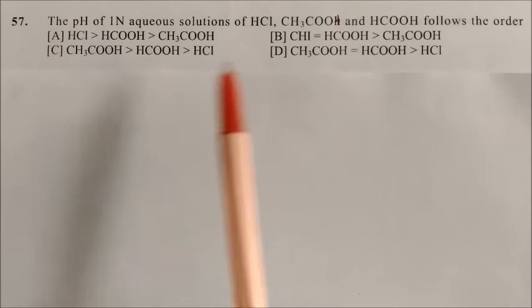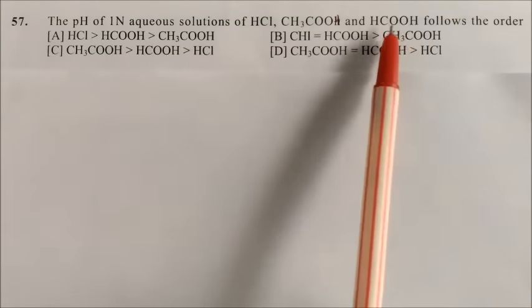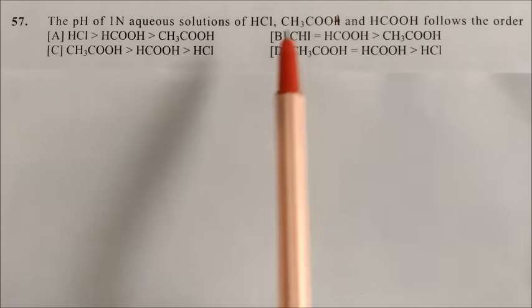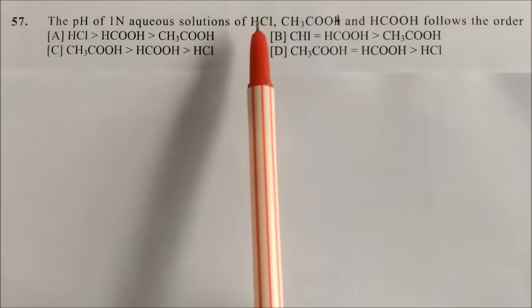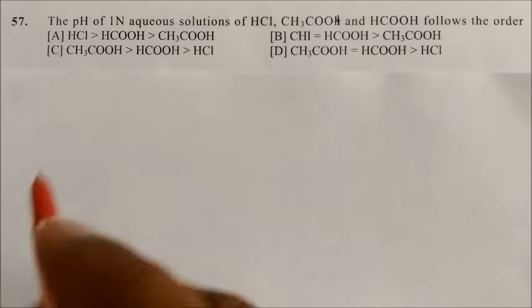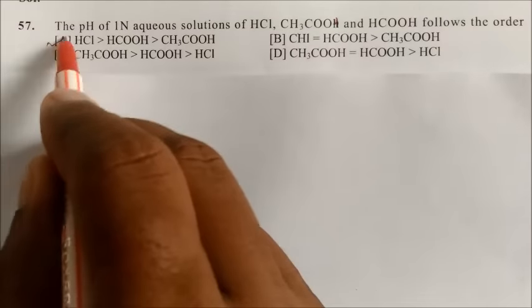The pH of one normal aqueous solution of HCl, acetic acid and formic acid follows the order. Out of these three acids, which is more acidic? Definitely HCl, a mineral acid, is stronger, followed by formic acid and then acetic acid. In this option you see the strength of acid, so A is our correct answer.